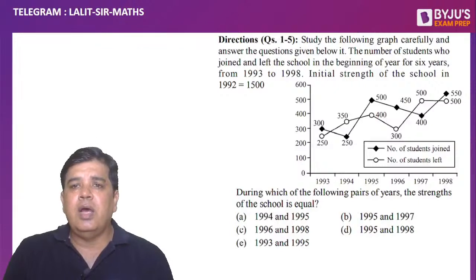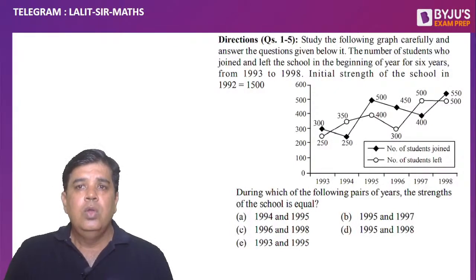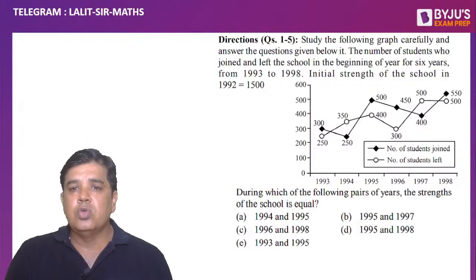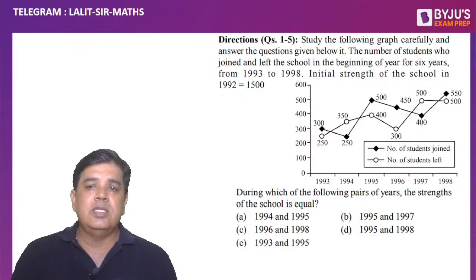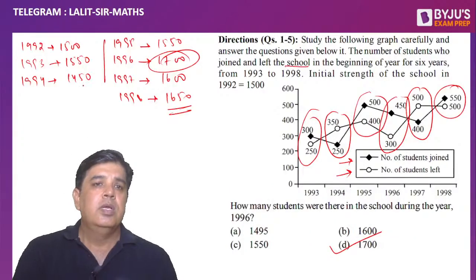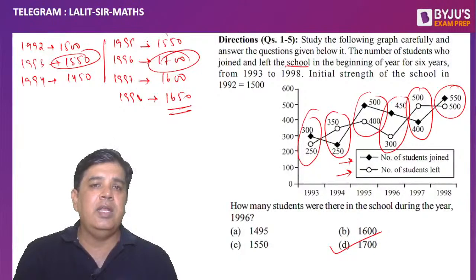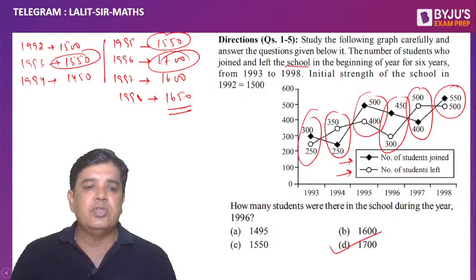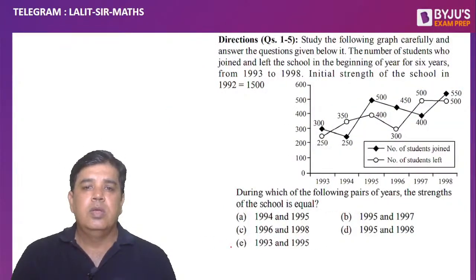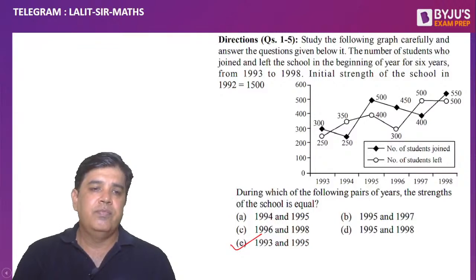Study the following graph carefully and answer the questions which are given below. For the same chart, we have the next question. For which 2 years is the strength the same? So it is 93 and 95 having the same strength.